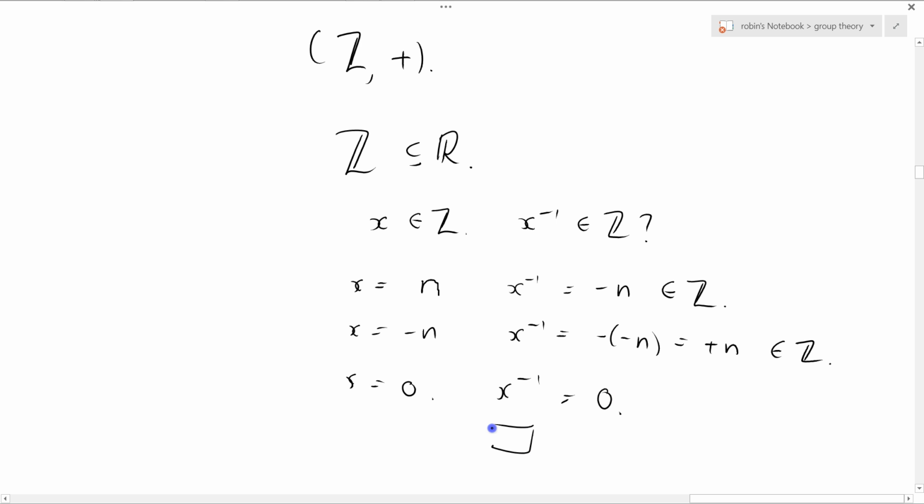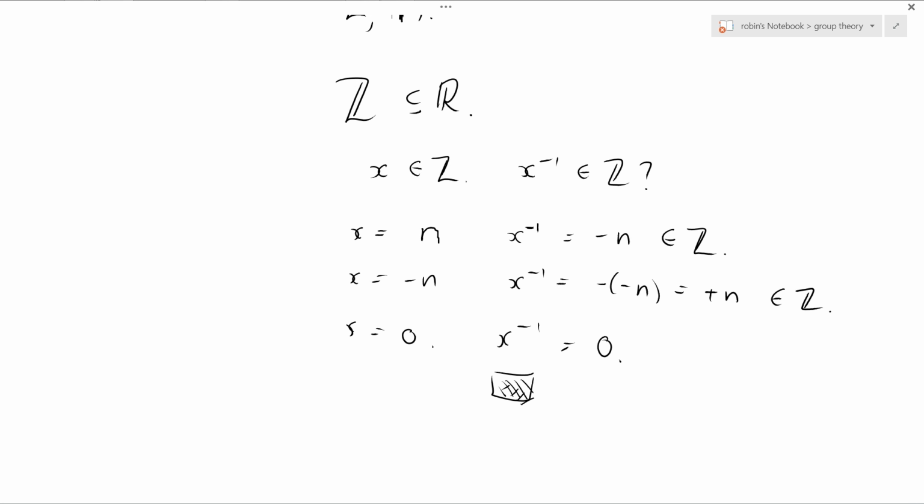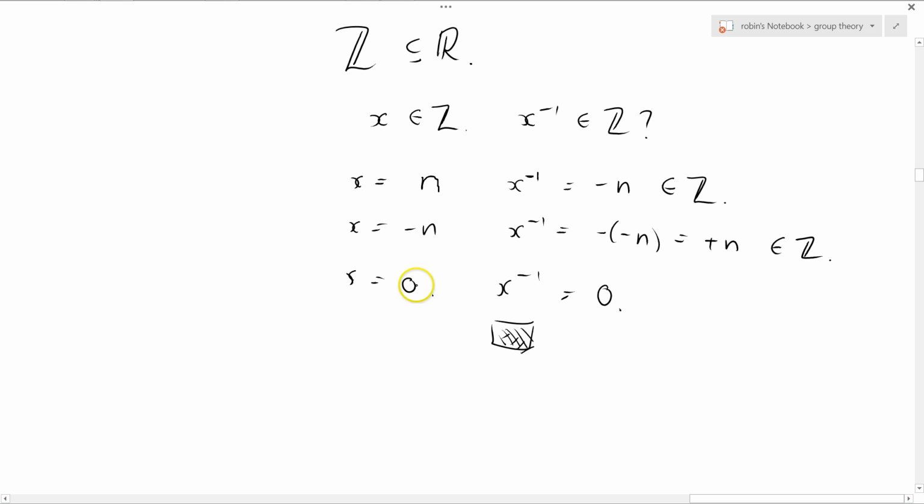Observe here that I'm using multiplicative notation. The notation to the power minus 1 kind of implies that I'm multiplying my numbers together, and I'm not, I'm adding them. We're looking at the numbers under addition. So the notations are perhaps a little bit confusing. However, we've established now that whatever x is, if x is in Z, then x^-1, the inverse of that, is also in Z. So that's the first one done.